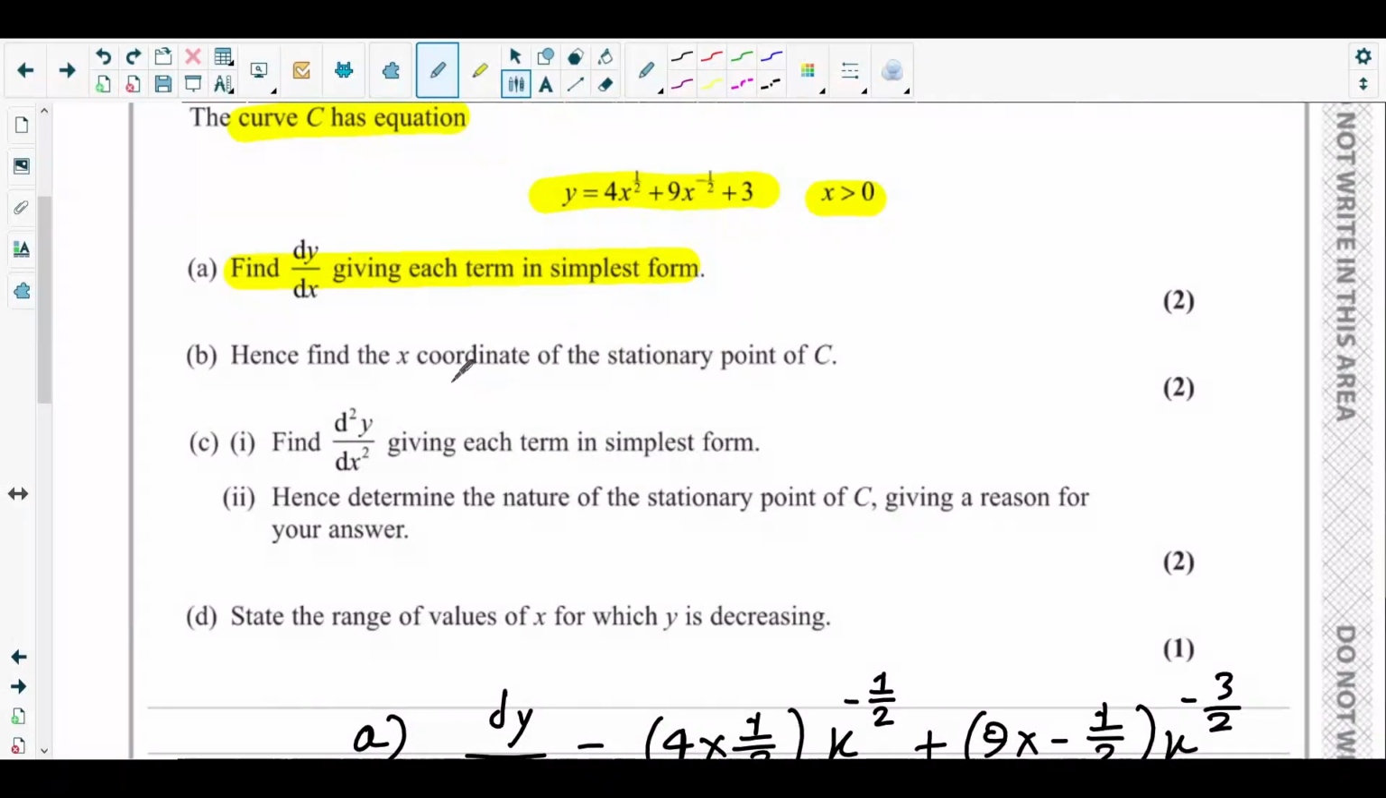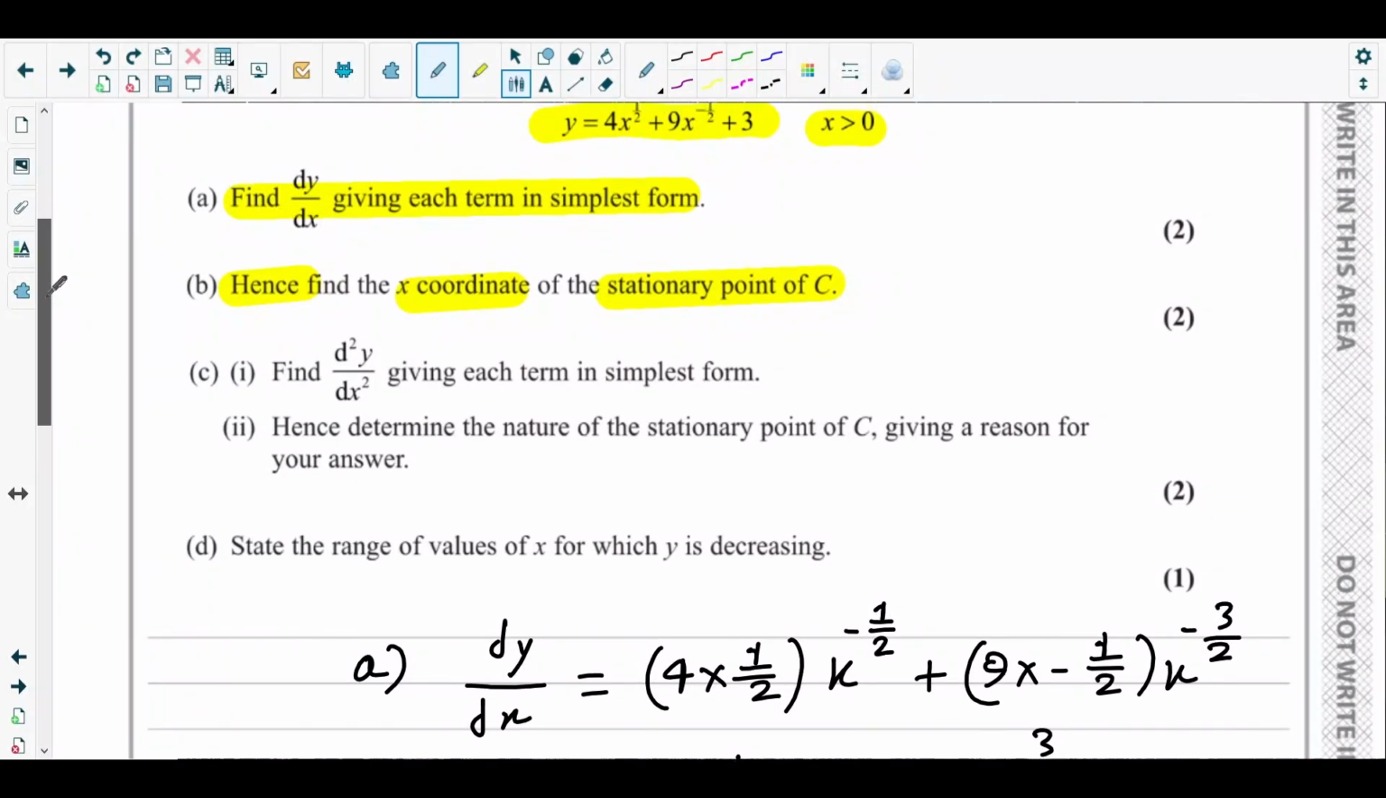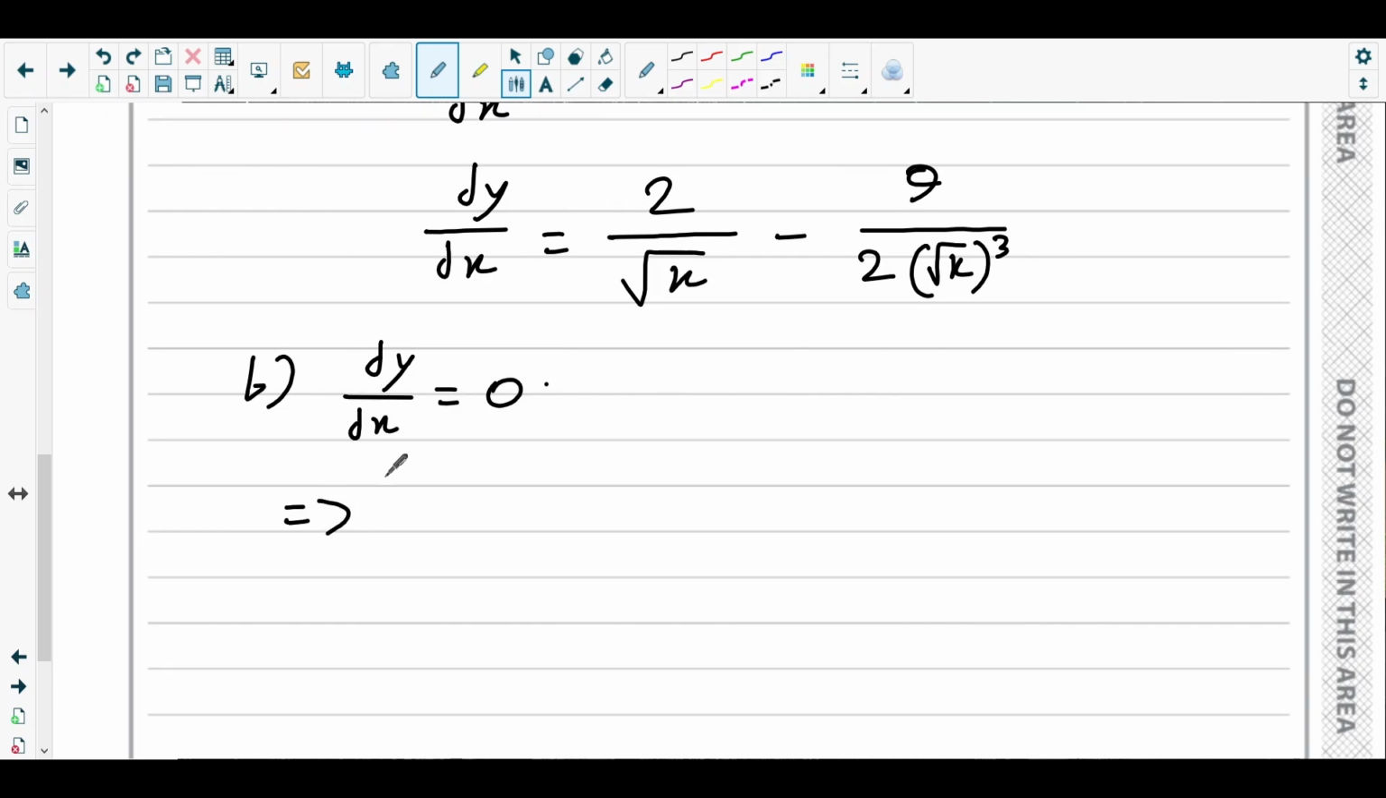Next is part B. In part B, they are asking to find the x coordinate of the stationary point of C, and they said hence, which means we need to use the derivative. At a stationary point, dy over dx, that is the gradient of the curve, is 0. So we can write 2 over square root of x minus 9 over 2 times square root of x whole cubed equals 0.